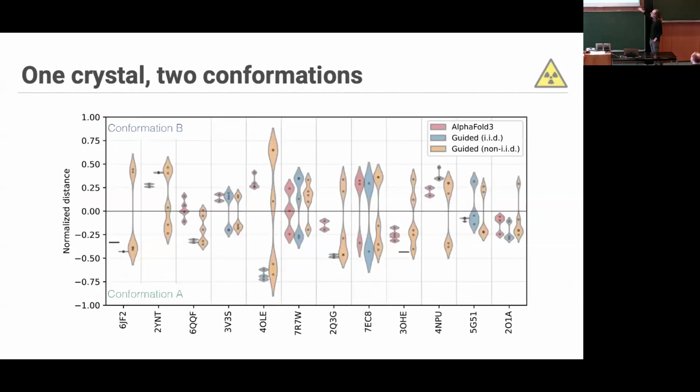This is just a visualization of more proteins that exhibit this kind of bimodal behavior. What we are showing is that when we do guidance, this non-AD guidance that I described, you actually get this multimodal behavior very well. Here, basically, this kind of signed distance tells you how close you are to the two conformations, and when the AlphaFold is not guided, it typically picks one of them.